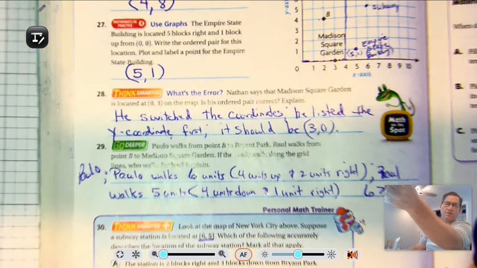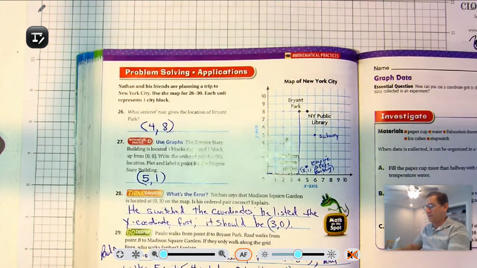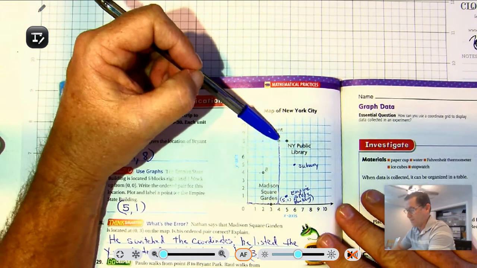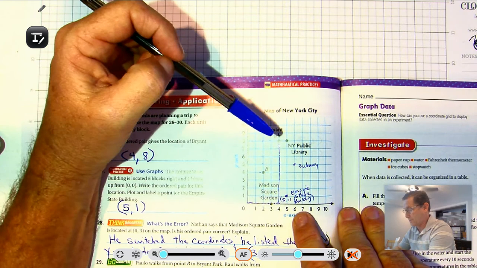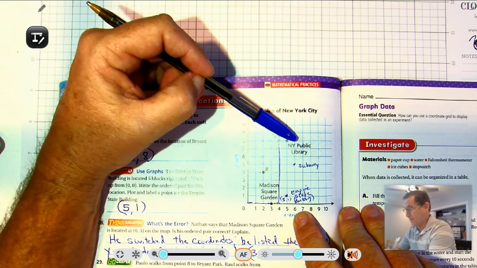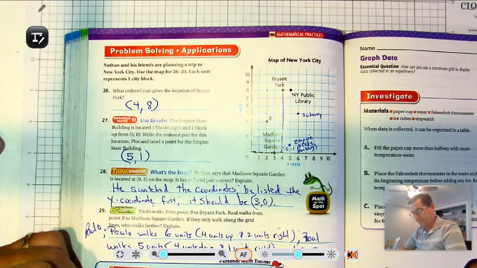So let's look at our choices here. The station is 2 blocks right and 3 blocks down from Bryant Park. All right. So Bryant Park is located at 4. The subway is located at 6. So that is 2 units right. And then we'd have to go down 1, 2, 3 units. So yes, that's right.